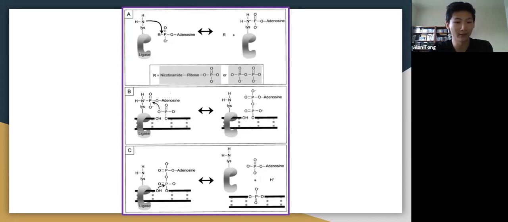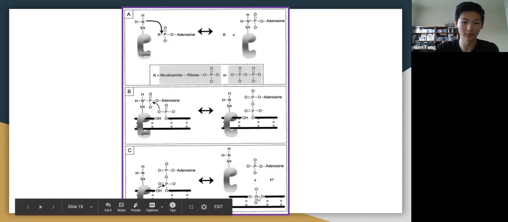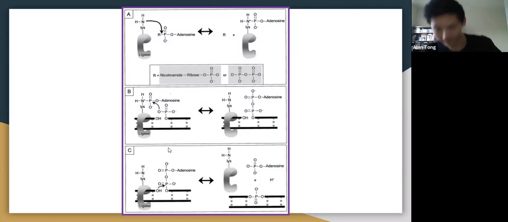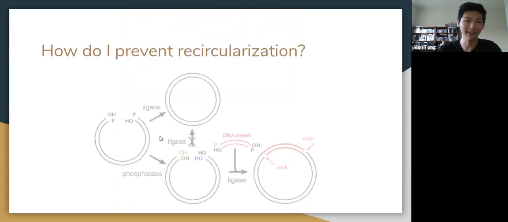I'll give you all a hint. The ligase recognizes the phosphate group, right? That's what it's using to bind them together. Any ideas? Andrew says change the phosphate on the circular DNA. You're exactly right. Let's just chop it off, right?